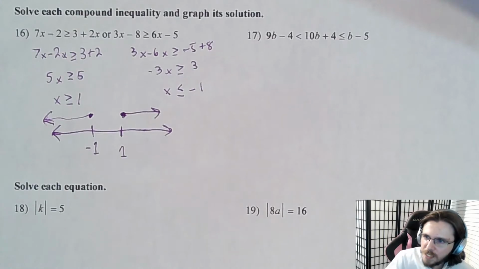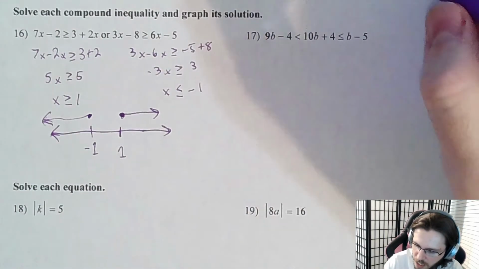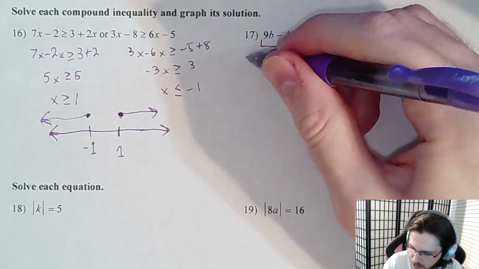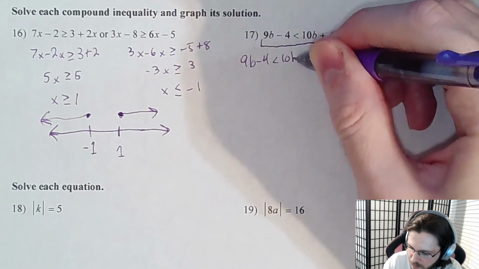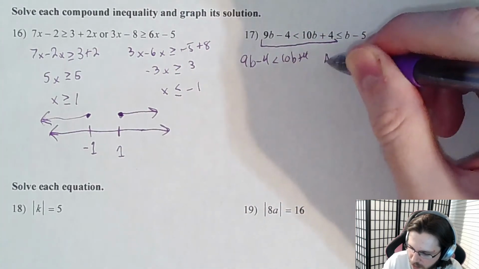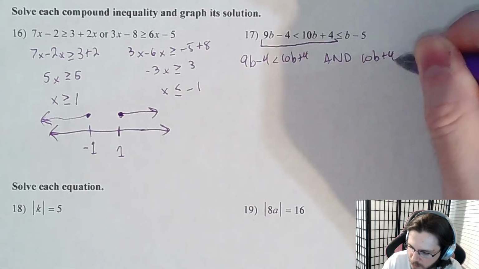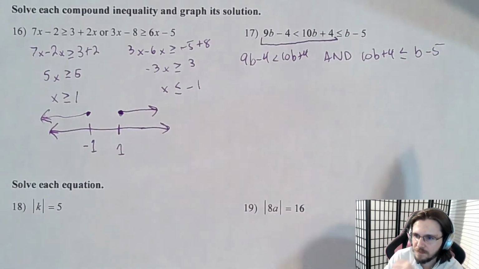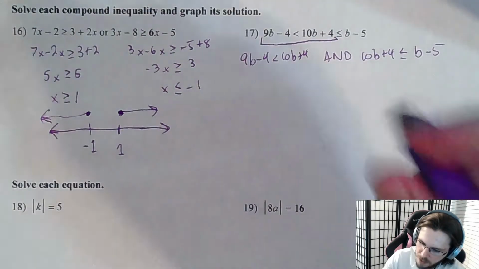Number 17. Number 17 requires you to remember a little bit of a trick, that these are actually and problems in disguise, that you have these two on the left, which is going to be 9b minus 4 less than 10b plus 4, and then the word and, we got 10b plus 4 less than or equal to b minus 5. And continue solving just like normal.